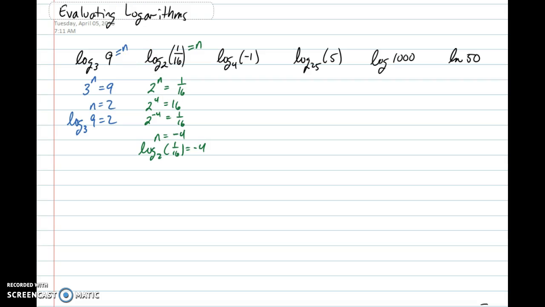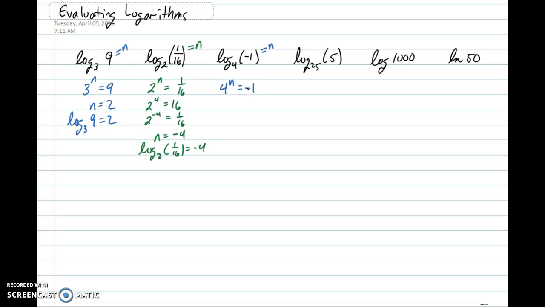All right, how about this one? Log base 4 of negative 1. 4 to what power gives us negative 1? Raising to a power usually means multiply over and over again, or divide over and over again. If I take 4 times 4 times 4 times 4, I'm going to get really big. If I do divided by 4, divided by 4, divided by 4, I'm going to get small, but it doesn't seem like it's going to go negative. If I say it's equal to n, I can rewrite it as an exponential. 4 to the n is negative 1.